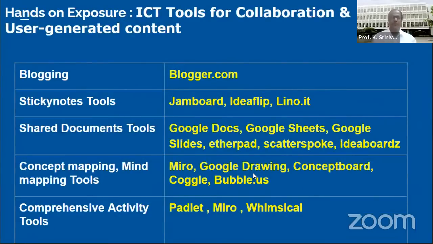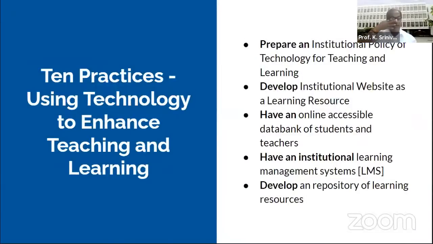Of course, I have talked about the comprehensive collaborative learning tools. Let me take a minute to summarize. What are the practices we should put in place? These are practices that the teacher alone can do and start doing. Preparation of an institutional policy of technology for teaching learning. Once you attend this workshop and go back, try to give a detailed presentation to your faculty saying, look, this is what we were told, and these are the possibilities.